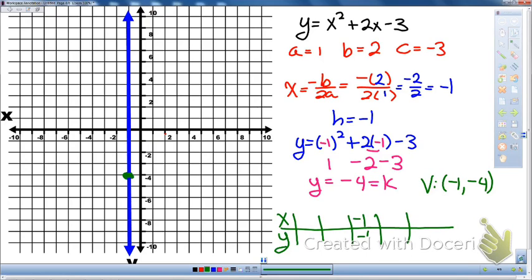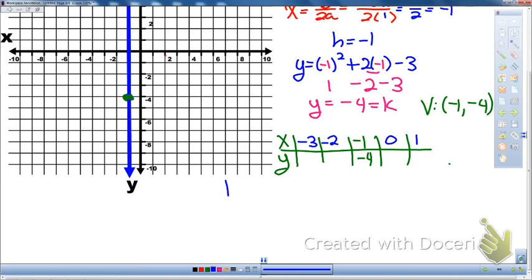Again, make sure your vertex is in the middle of the table. Negative 1, negative 4 this time. 0, 1. Negative 2, negative 3 for my x values. Again, we will use our shortcut pattern, k plus 1a. This time k is negative 4 plus 1 times 1, since the a value is 1. Negative 4 plus 1, negative 3.